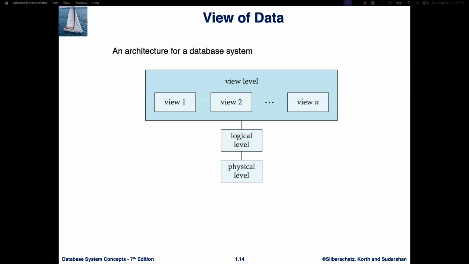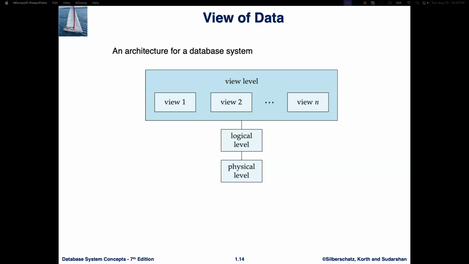So why do we need multi-level architecture? This three-level architecture provides several key benefits. Data independence: changes at one level do not require changes at the higher level. For instance, modifications of the physical storage structure do not affect the logical structure, and changes in the logical schema do not affect the views.